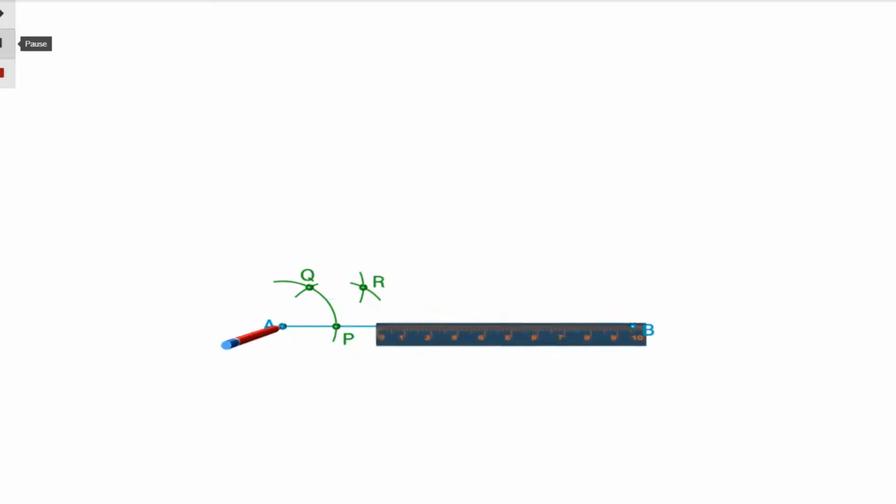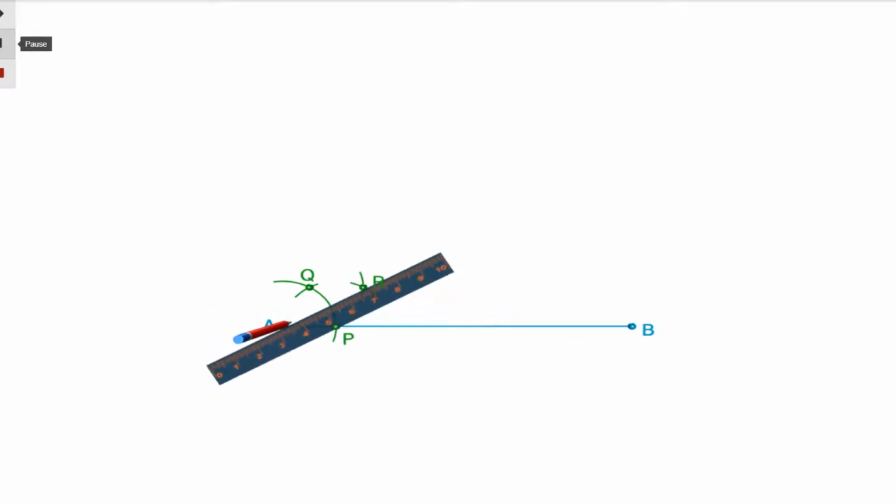Now we have to bisect arc PQ. So with P and Q as centers and any convenient radius, the same radius, draw two arcs which intersect each other. Name it R. Join AR. So we have constructed a 30 degree angle. RAB is a 30 degree angle.